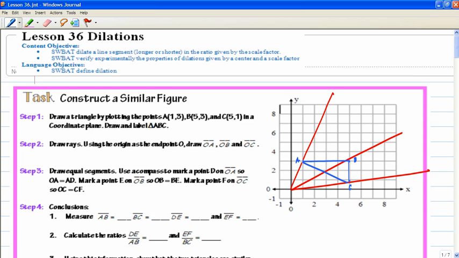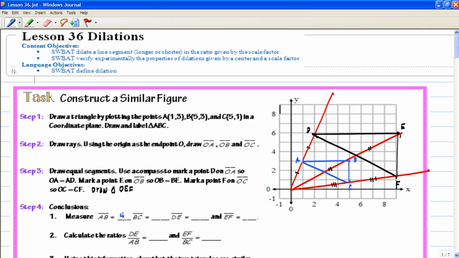Step 3. Draw equal segments. Use a compass to mark point D on OA so that OA is equal to AD. Mark point E on segment OB so that OB is equal to BE. And mark point F on OC so that OC is equal to CF. Now draw a triangle DEF.